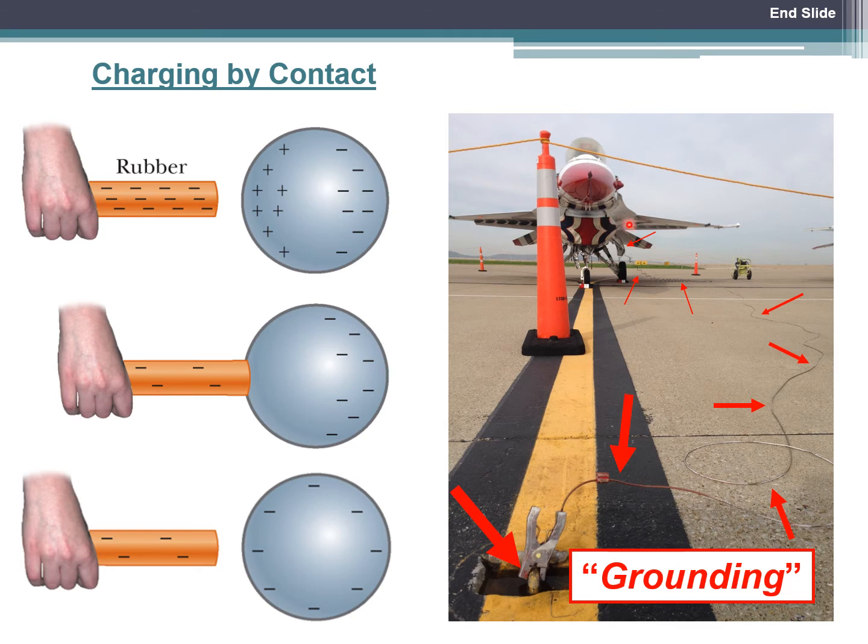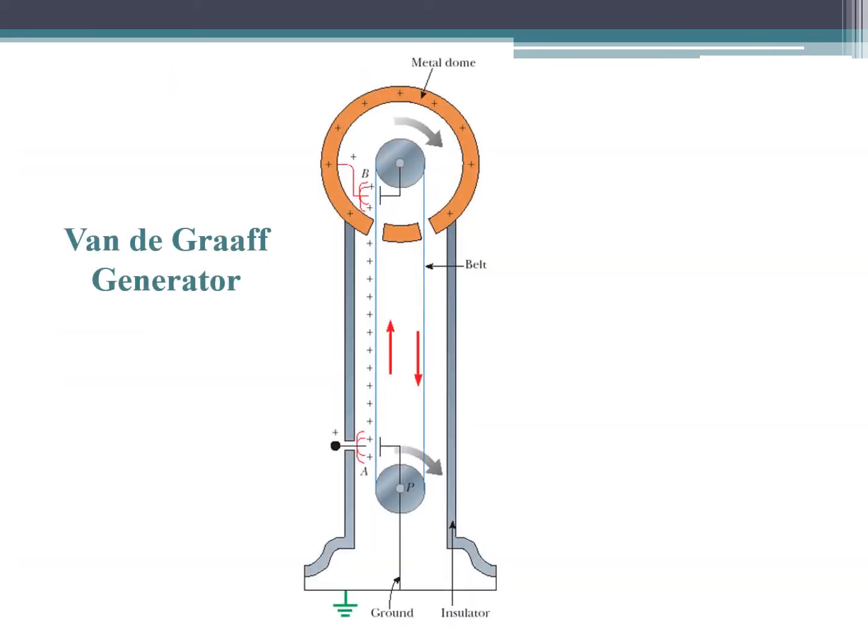So effectively what we do is we take the plane itself and we attach it to the biggest thing around, and that's the planet Earth, to allow the electrons to spread out as much as possible so we don't build up that charge.